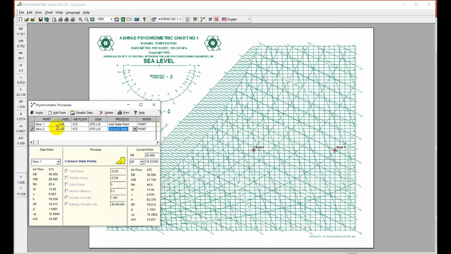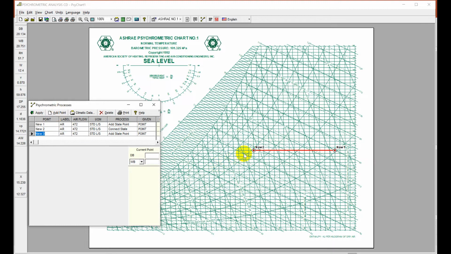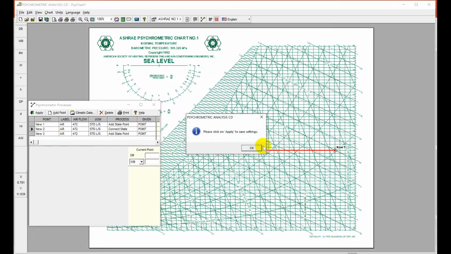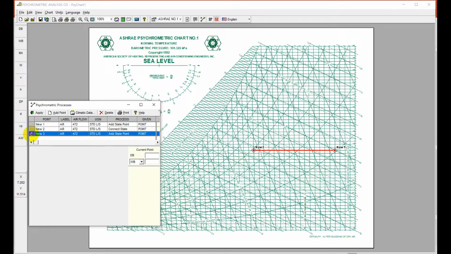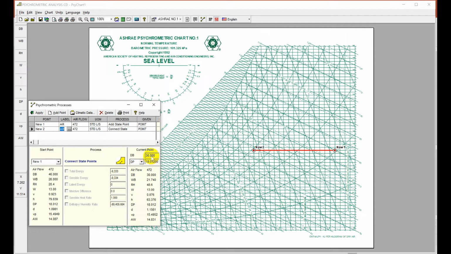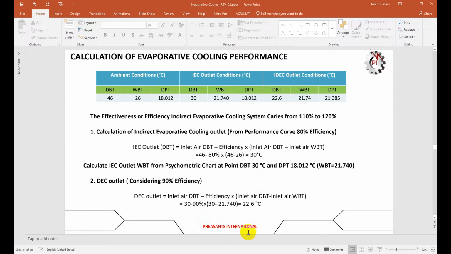Just we will connect. If we see here, this is the specific humidity line. The specific humidity will remain constant and the dew point temperature will also remain constant. If we go to the second point, 30 and 18, the dew point was constant. How much is the wet bulb temperature? 21.740. So this will come to 21 point something. How do we get the wet bulb temperature?